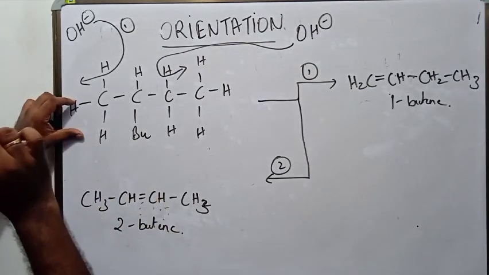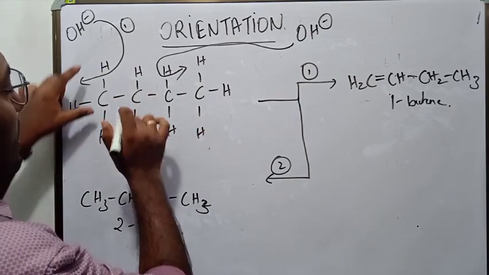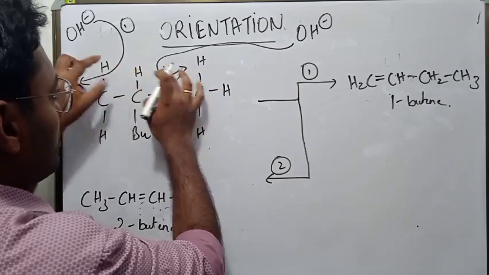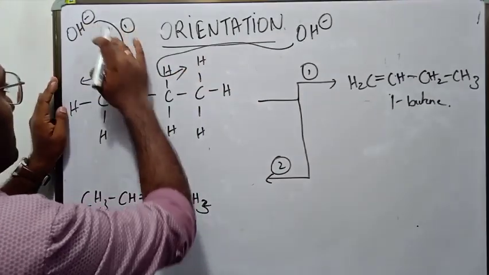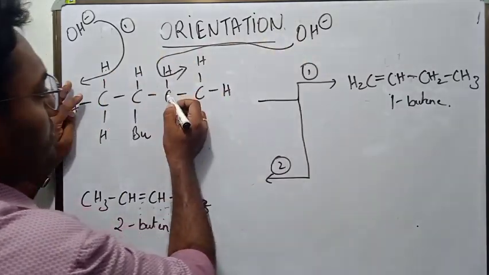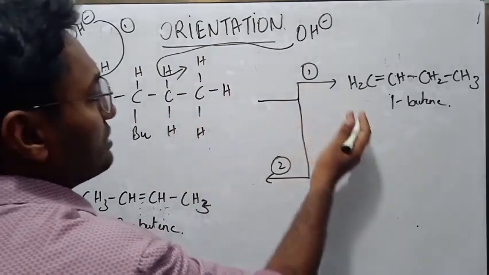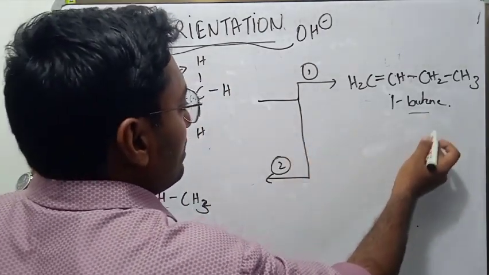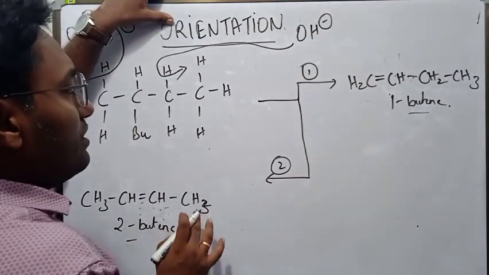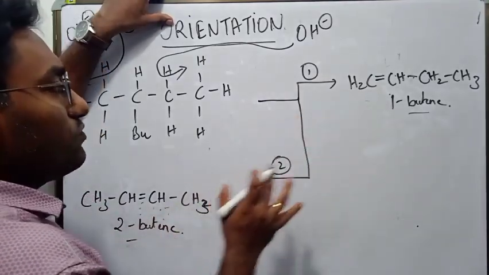As we can see in this example, 2-bromobutane has 2 beta carbons with hydrogen atoms. One is here and the other is here. So there are 2 options. OH minus can either knock out a hydrogen from this beta carbon atom or from this beta carbon atom. According to the 2 options, 2 products will be formed, 1-butene and 2-butene. So by orientation we mean which of the beta hydrogen atoms will be knocked out.